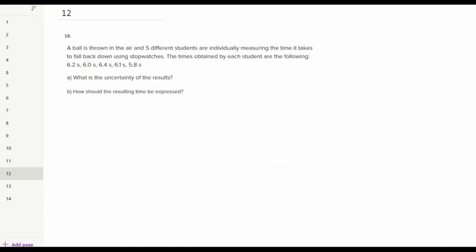Next is question number 18. So in this particular question, a ball is thrown in the air and 5 different students are individually measuring the time it takes to fall back down using stopwatches, and since there are 5 students, they will get 5 values. We have to find out what is the uncertainty in the measurement of these results.